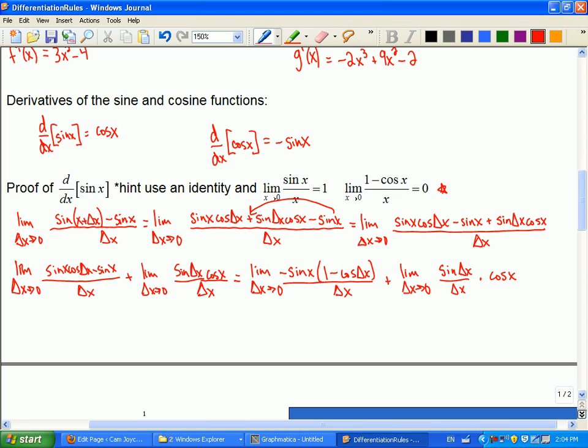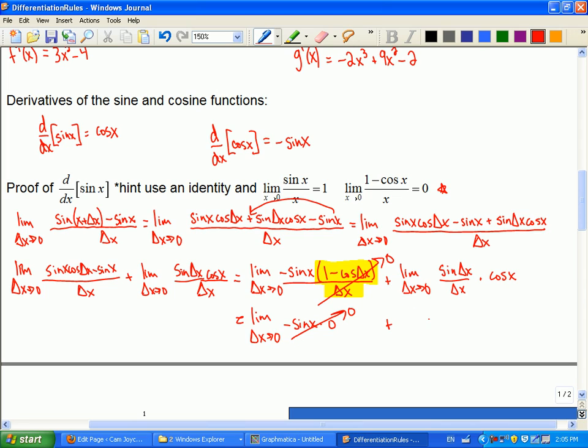1 minus cos x over x. Yeah, so here's one of the limits that hopefully you haven't forgotten about just yet. That limit equals 0. So that means this whole thing is gone. It would be negative sine x times 0. So whatever might have come out of this is gone because I just multiplied it by 0. Sine of x has no problems. I'm not worried about sine of x, but whatever number it is, it's just multiplied by 0.